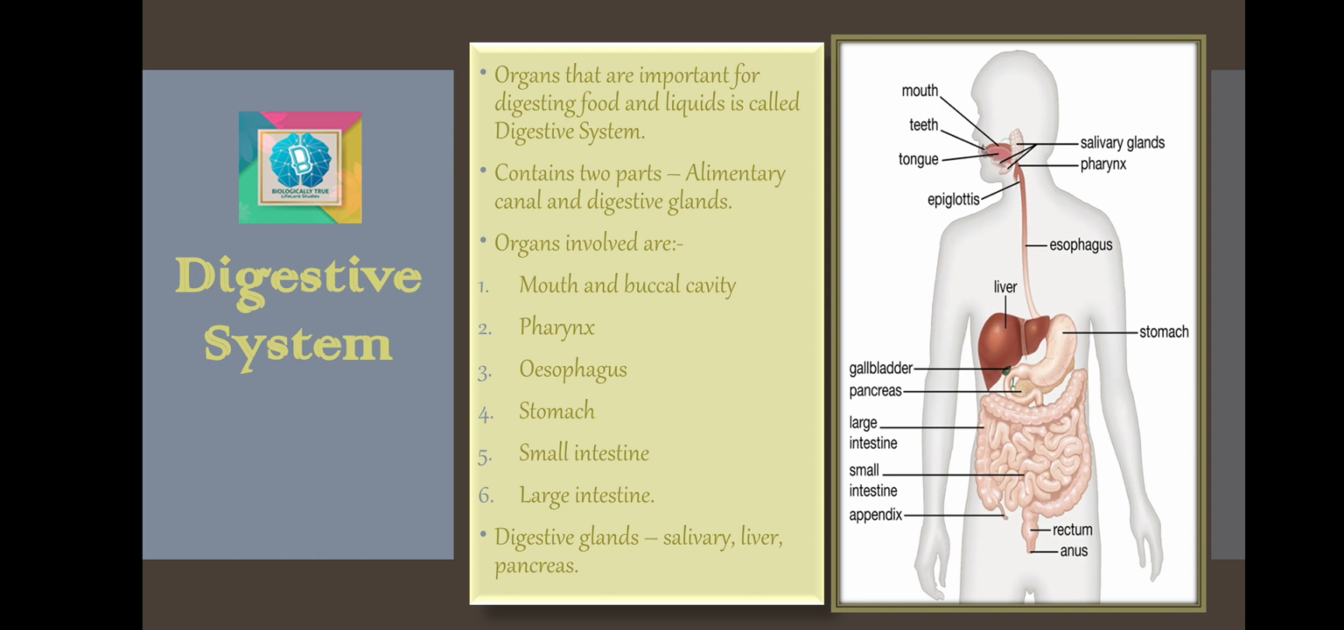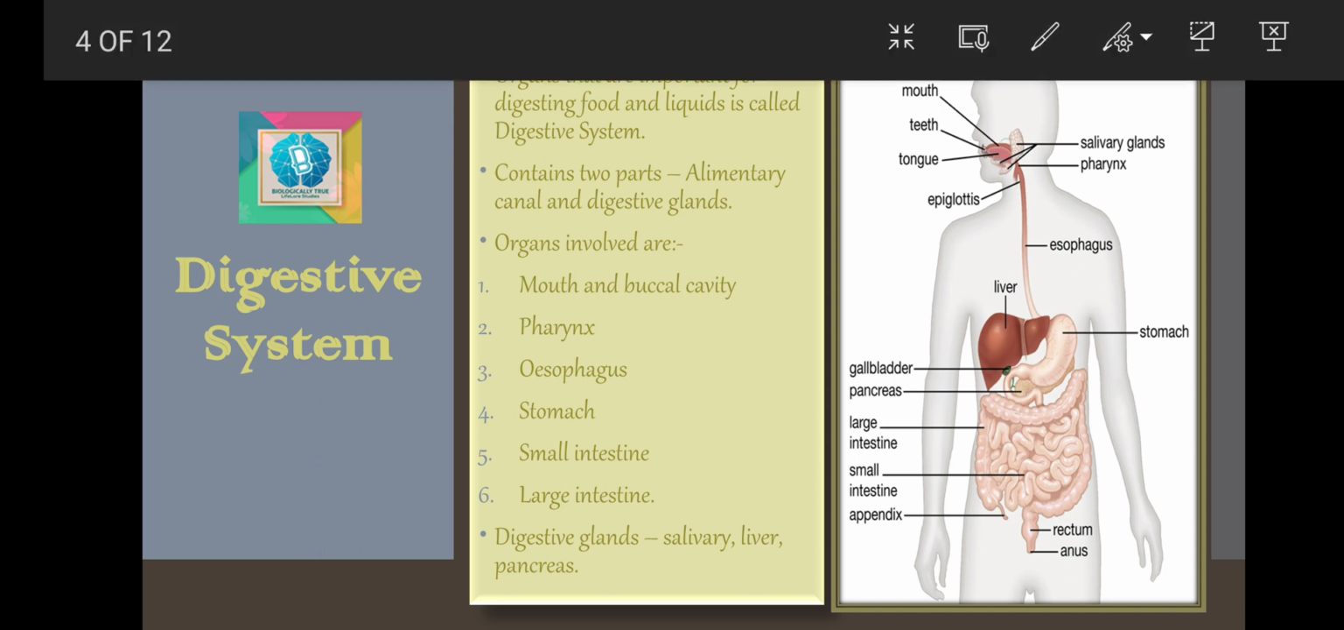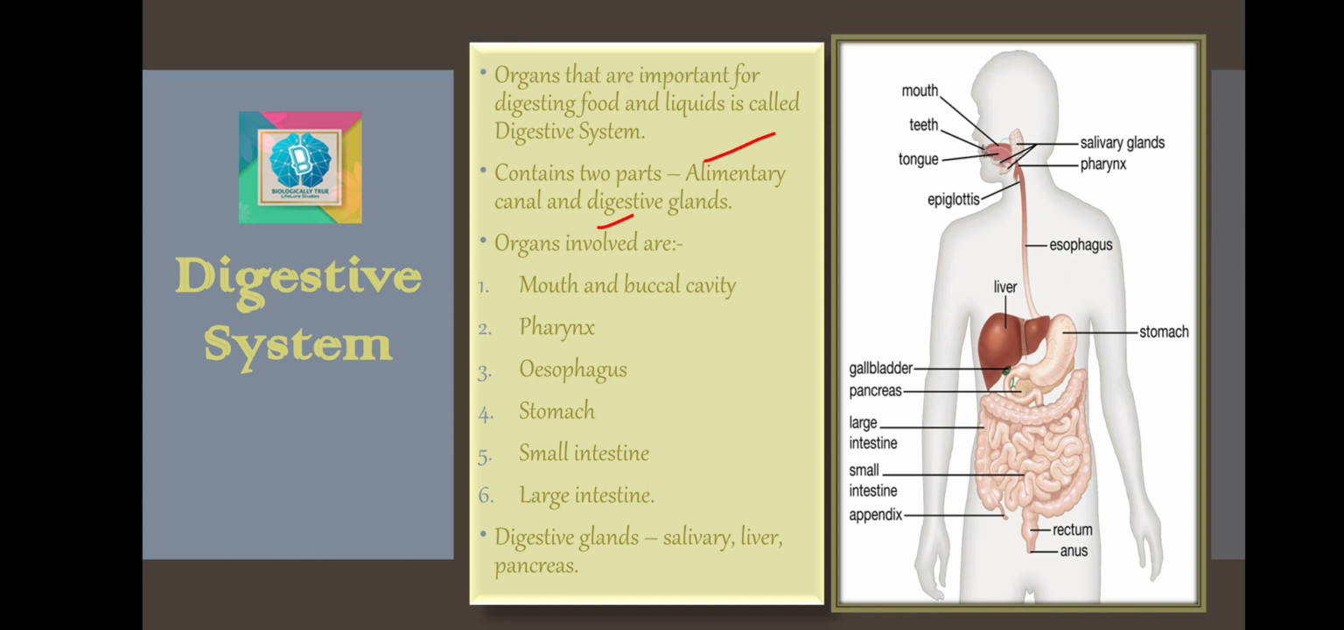If we focus on the division of the digestive system, it is divided into two main parts. First is the alimentary canal and the second is the digestive glands. The alimentary canal contains the different organs according to which the flow of digestion of the food takes place. We can imagine this alimentary canal in such a way that just suppose there is a train.